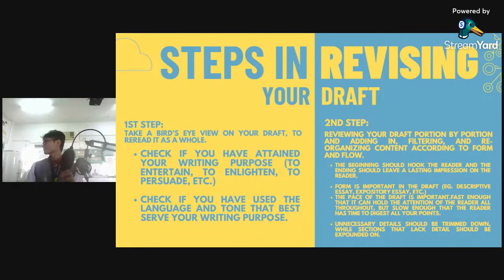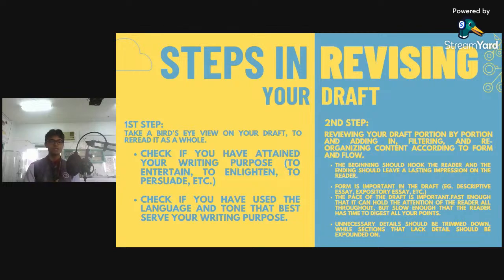Now, going on to the next topic, steps in revising your draft. The first step in revising our draft is taking a bird's eye view of our draft to reread it as a whole. So why is this important? Sometimes we get too focused on certain parts of our draft that we forget the organization of the whole process. This can make it disorganized, and this can lead to some writing problems.